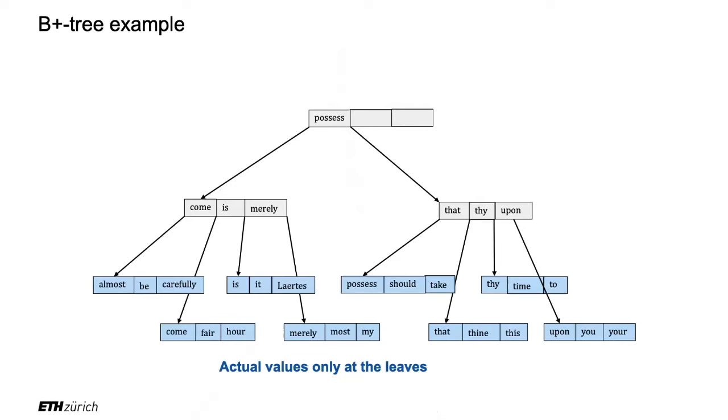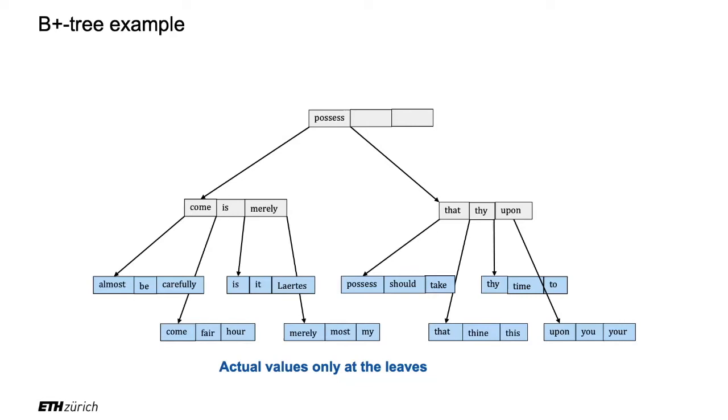The values and the pointers are only at the leaves. This is why it's called the B+ tree. This is what I explained earlier, right? So this is why the colors are different. I put them in blue at the leaves, at the bottom, and the other ones are in gray.